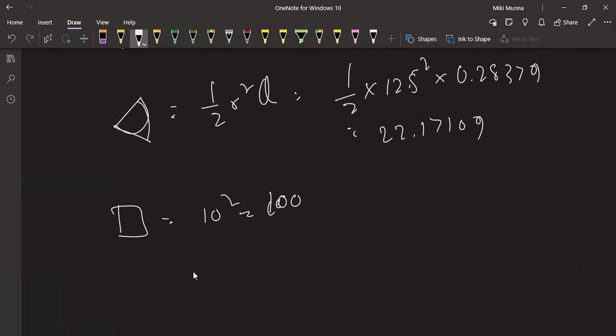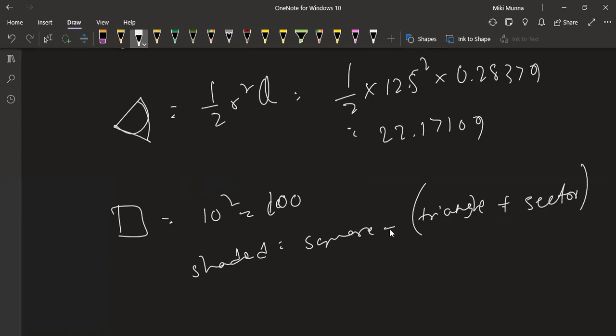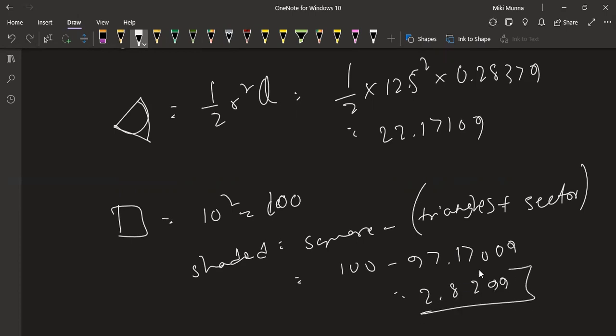So what is the shaded region? Triangle and triangle plus sector should be added together. Then that total result should be subtracted from the square, which should give us 100 minus 97.17009 equals 2.8299. So this is our shaded region.